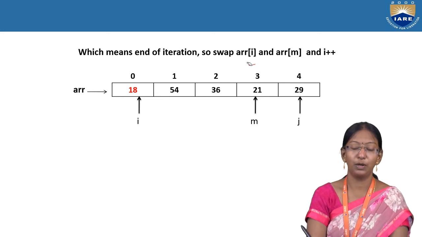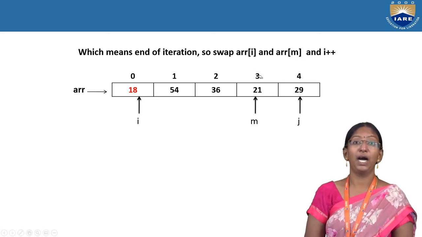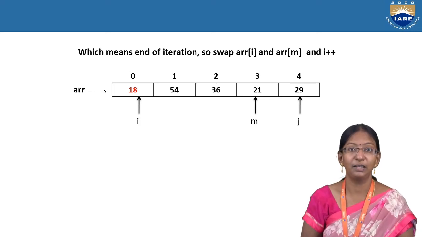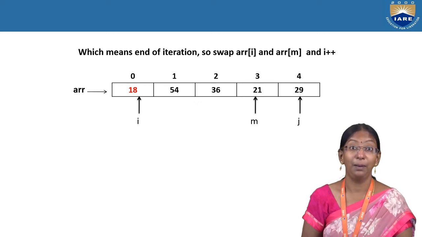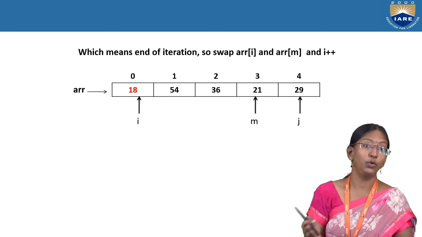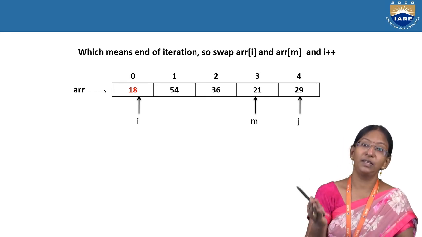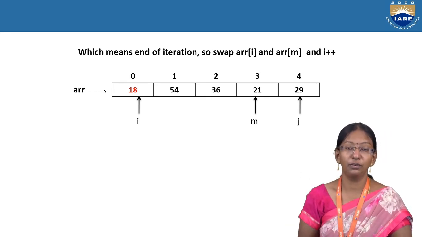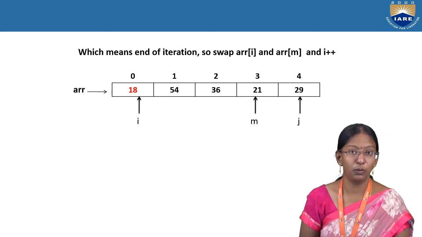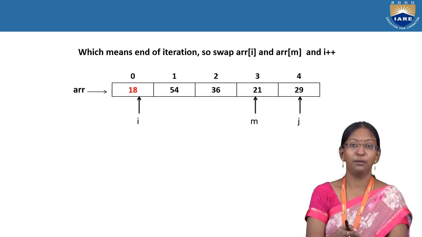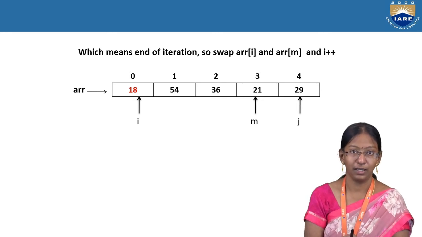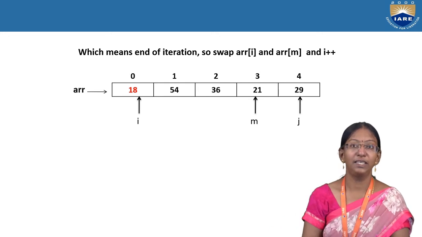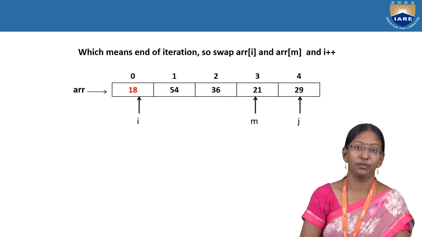Why have we swapped that? Because we are searching for the smallest element in the list. And who is holding that smallest element? M is holding the smallest element. Where do you have to place that element? You have to place it in the first position. Who is holding the first position? The I variable is holding the first position. So swap the elements pointed by M and I. Right? Once we swap it, this is what you are going to get. So 18, the smallest element in your list, has come to its right position.